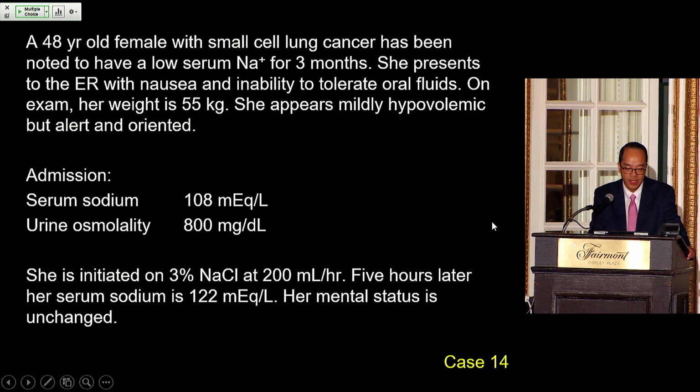Okay, next case. A 48-year-old female with small cell lung cancer has been noted to have a low serum sodium for 3 months. She presents to the ER with nausea and inability to tolerate oral fluids. And on exam, her weight is 55 kilos. She appears mildly hypovolemic but alert and oriented. She comes in with a sodium of 108, urine osmolality of 800. She gets 3% saline at 200 mils an hour. And 5 hours later, her serum sodium is 122, but her mental status is unchanged.